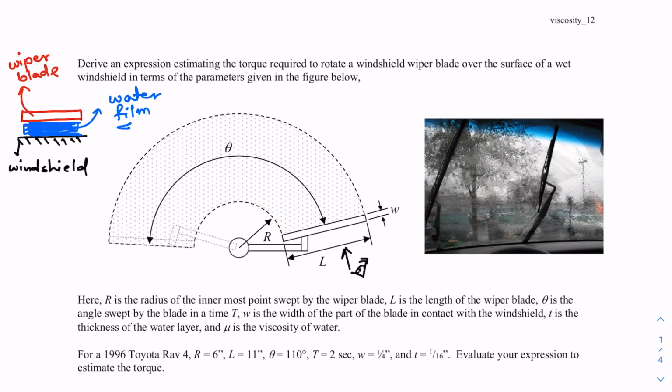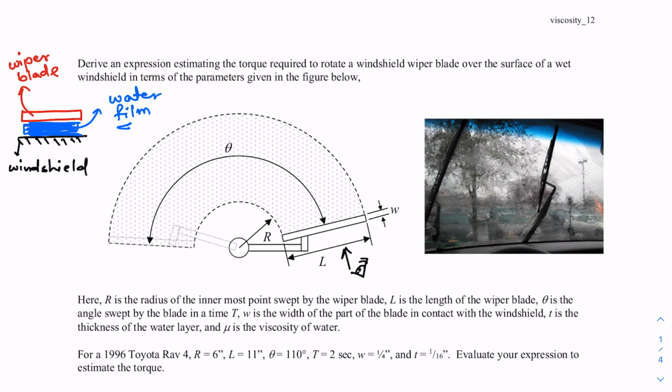As it rotates, we need to apply a torque to make it rotate from this position to this position, and the viscous shear stresses due to the presence of this water film will oppose this torque. So to move it from the initial location to the final location, we need to overcome the viscous shear stresses, and the torque due to those viscous shear stresses is the torque that we are going to estimate.